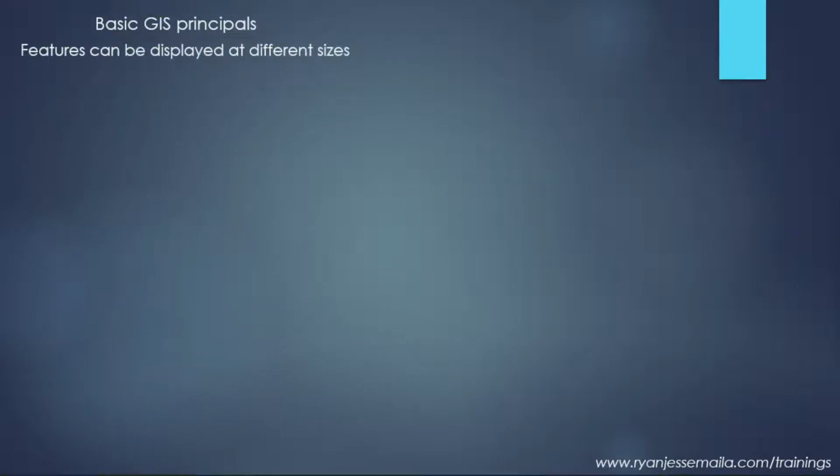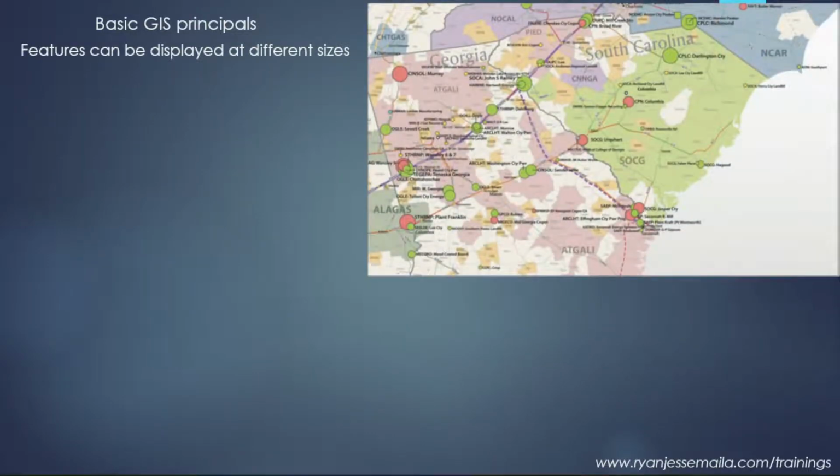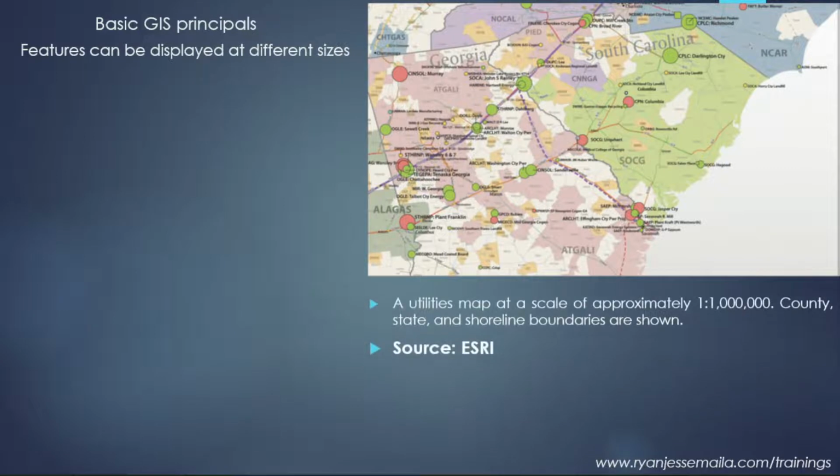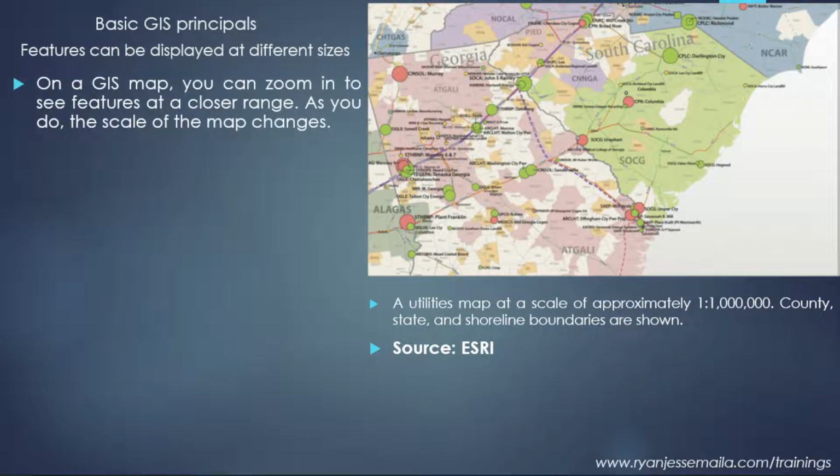The other principle to understand is that features can be displayed at different sizes. Here is a map. This is a utilities map at a scale of approximately 1 to 1 million, with county and state line boundaries shown. On a GIS map, you can zoom in to see features at a closer range. As you do, the scale of that map changes.